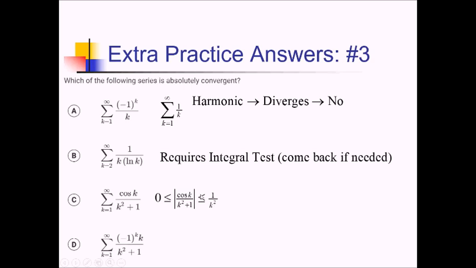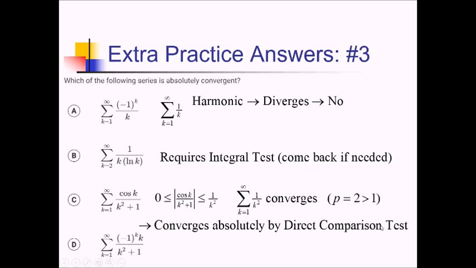So since my original series is less than 1 over k squared, and 1 over k squared converges because this is a p-series with a p-value of 2, which is greater than 1, that shows us that this thing is going to converge absolutely by the direct comparison test. So we've found our answer choice.